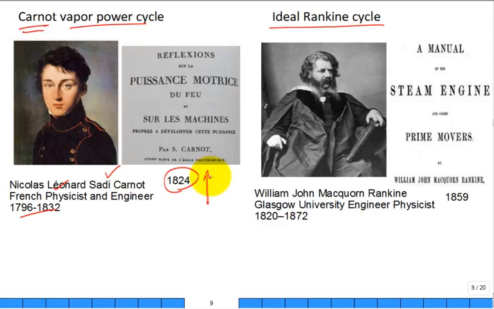So what would be a Carnot vapor power cycle, and how would the ideal Rankine compare? You see this word ideal. What did it mean on the Rankine cycle? No friction in the turbine, no friction in the pump. The best turbine you can imagine and the best pump.